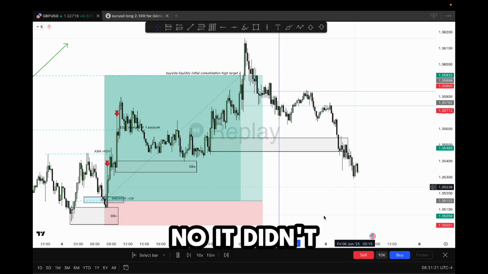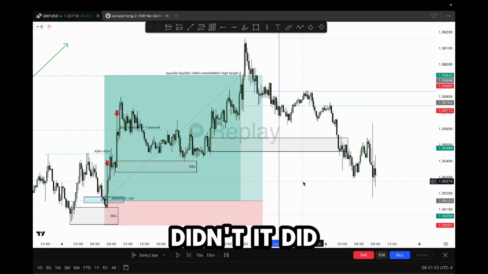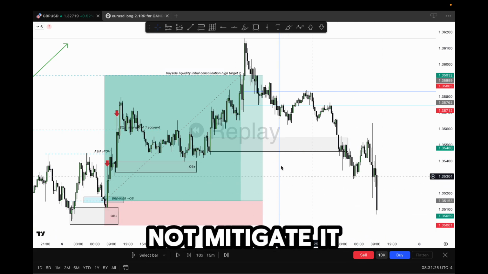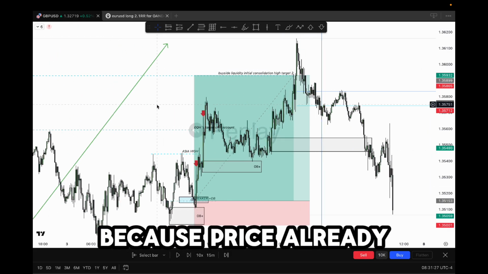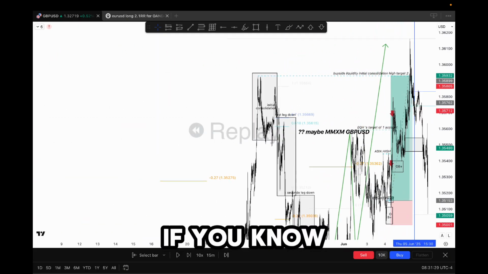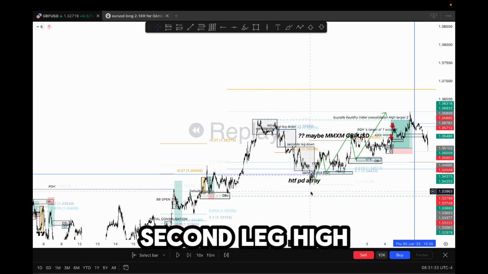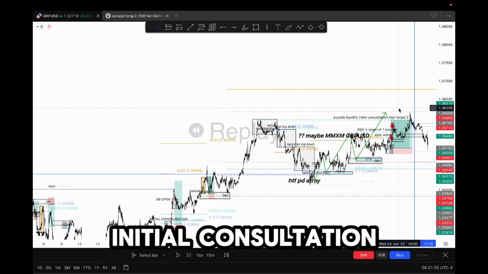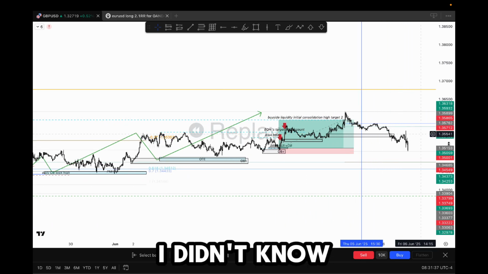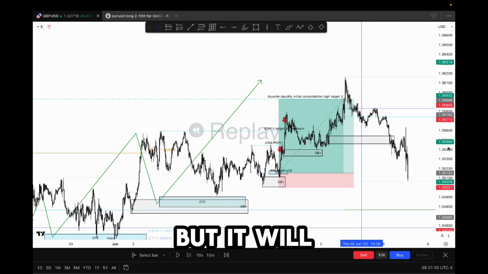Oh. No, it did not mitigate it. Because why? Because price already did something else important. If you know the market maker model, we had initial consolidation, first leg, second leg, higher time frame PD array, and price took out initial consolidation. After that, the trend will switch. I didn't know that, I didn't see that, but it will happen.